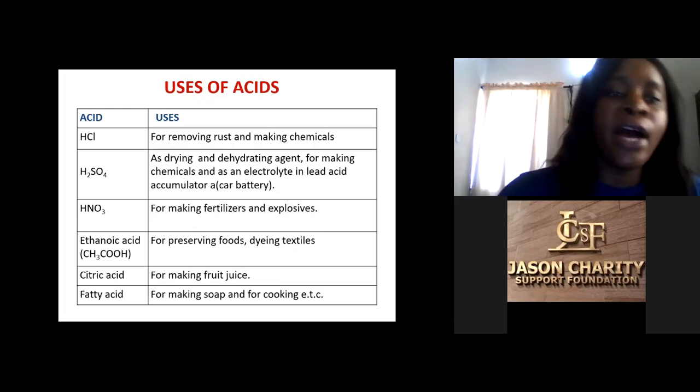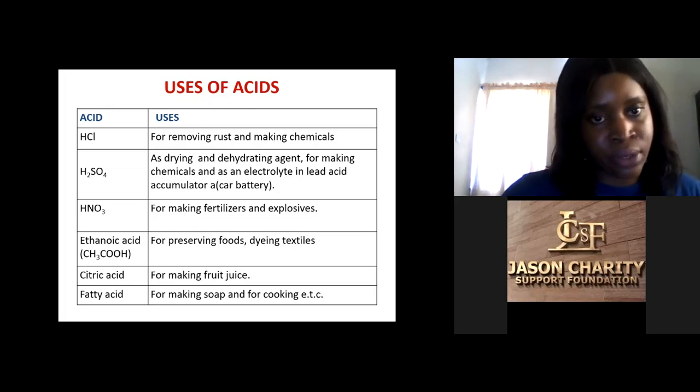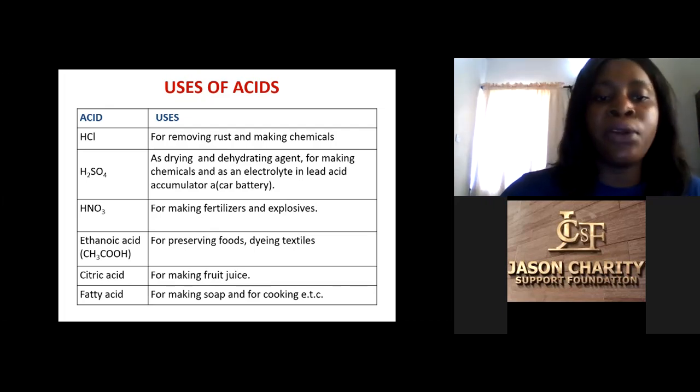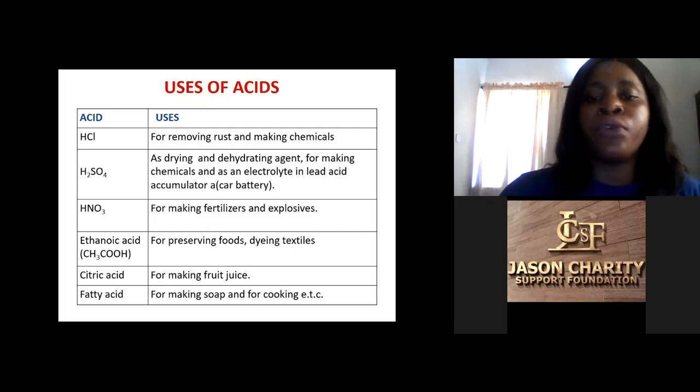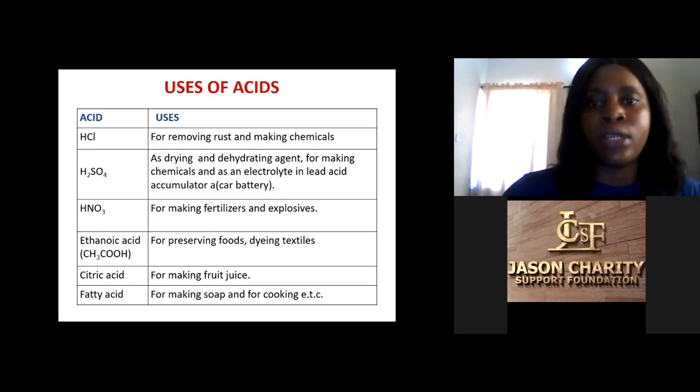Now we also have trioxonitrate 5 acid. It is used for making fertilizers and also explosives. Now we also have ethanoic acid. It is used for preserving food and also for dyeing textiles. We also have citric acid for making fruit juice. We also have fatty acid for making soaps and also for cooking. So these are some of the uses of an acid.